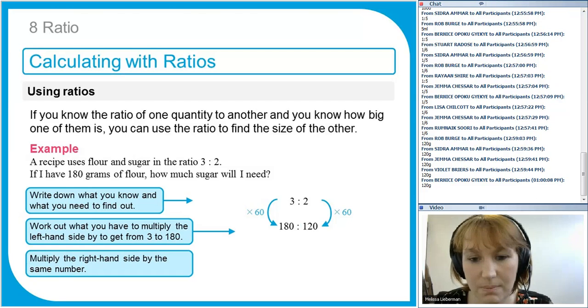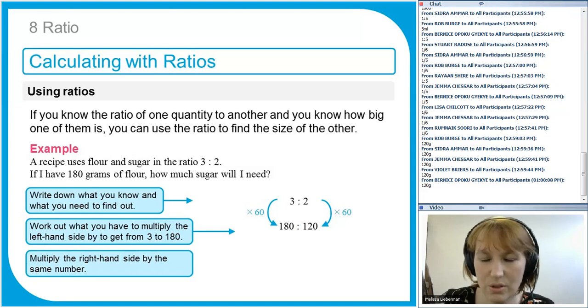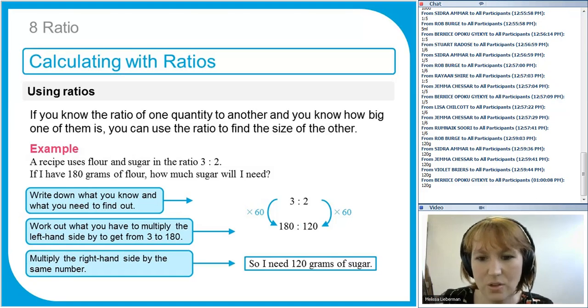Is that okay? I think most people got that. Abdallah, I'm not sure where 108 to 72 comes from. You may have misunderstood the context of the question, but hopefully what you see on the slide there makes sense. So you need 120 grams of sugar.